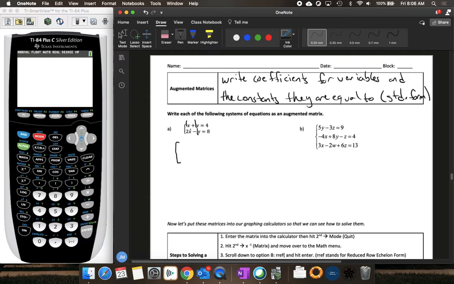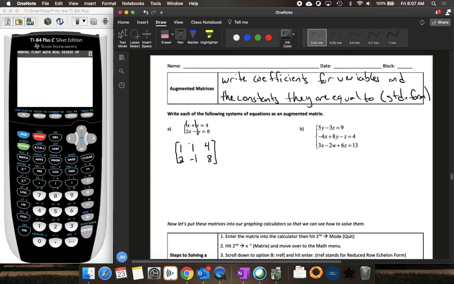So to write our matrix, let's just take this first row. Our first coefficient was 1, our second coefficient was also 1, and our last number on the other side was 4. For the second equation, our first coefficient was 2, our second coefficient, be careful, was negative 1, and our last coefficient, not really coefficient, I should be more careful, our constant is 8.